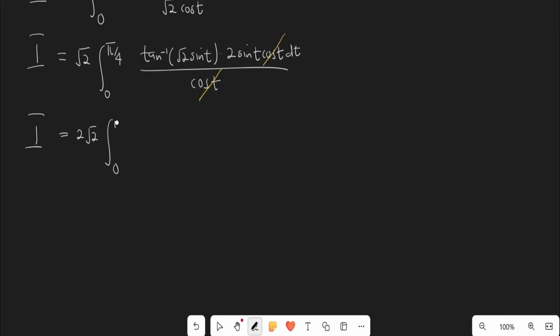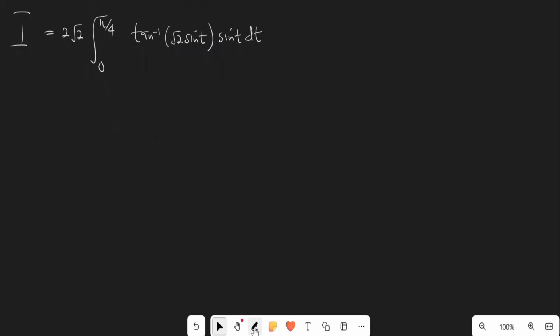The integral from 0 to pi over 4 of the tan inverse of square root of 2 times the sine of t, this is multiplied by sine of t dt. And now here I'm going to do integration by parts. I do the DI, which is a shortcut. So I'm going to differentiate this one because it's easier to differentiate, which is the tan inverse of the square root of 2 times sine of t. And I'm going to integrate the sine of t dt.